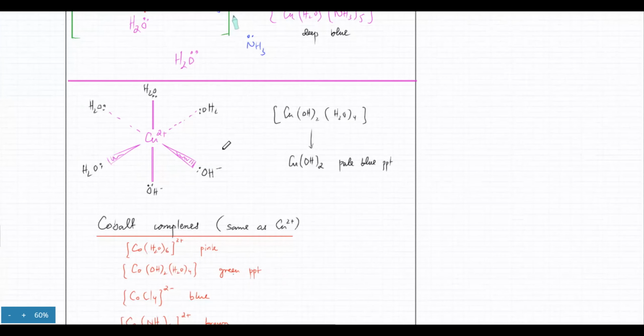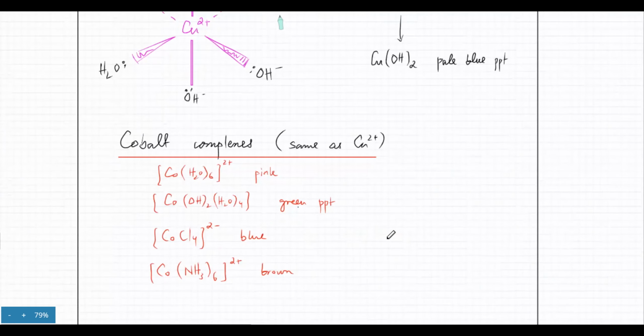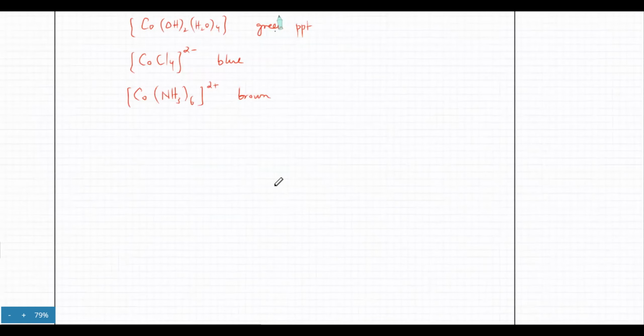Then I told you about this complex ion that if you add sodium hydroxide, it has OH minus ions. The OH minus ions are going to come and replace the water molecules, and copper hydroxide is going to be formed. Cu with two OH minus ions, and that's a pale blue precipitate. And you had to remember the colors of the cobalt complexes as well. They had the same shape. They were pretty much the same complexes as we discussed with copper. The only difference was that they had different colors. So you had to remember the colors of these complexes as well.